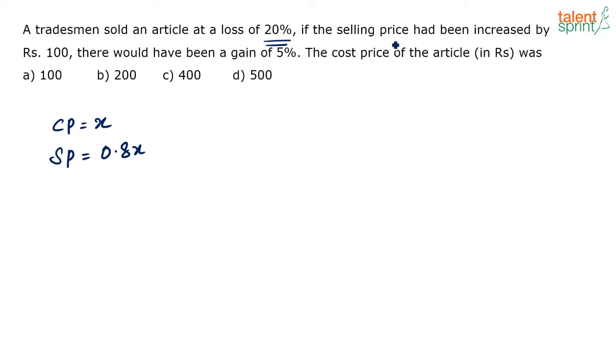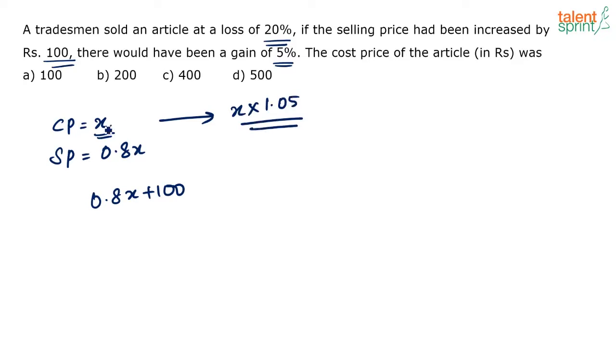Now if the selling price had been increased by 100, there would have been a gain of 5%. So what does that mean? If the selling price was increased by 100 means now the selling price is 0.8x plus 100. In this case what would have happened? There would be a net gain of 5%. So actually what would have happened? See, if the cost price was X, he would have actually sold it for X into 1.05, correct?